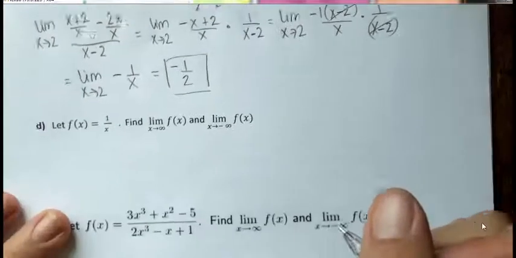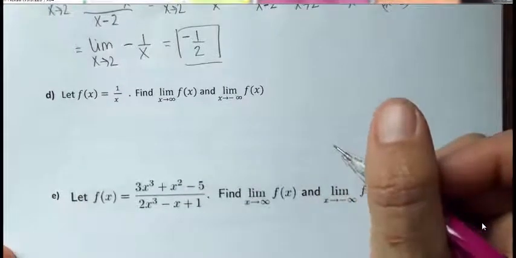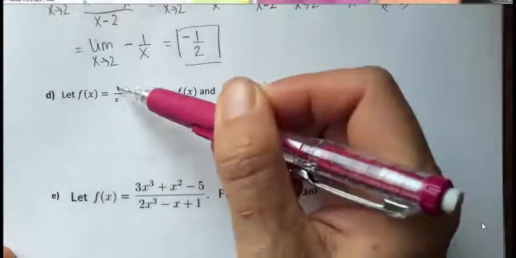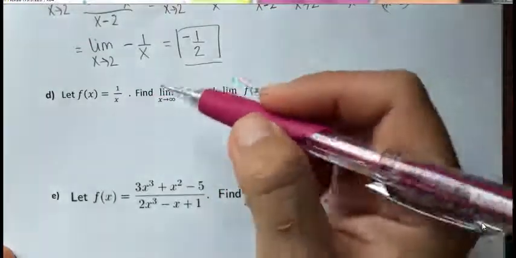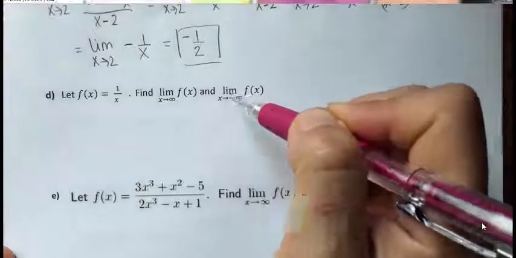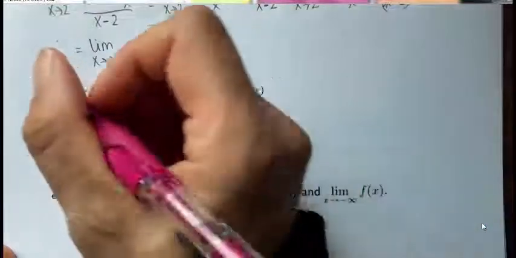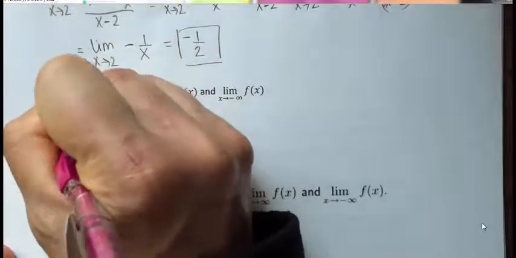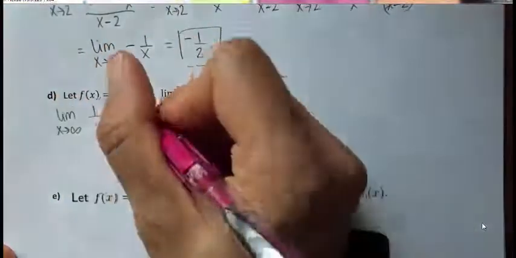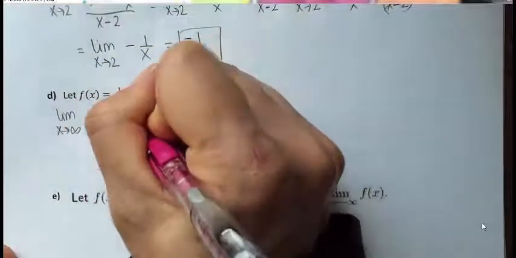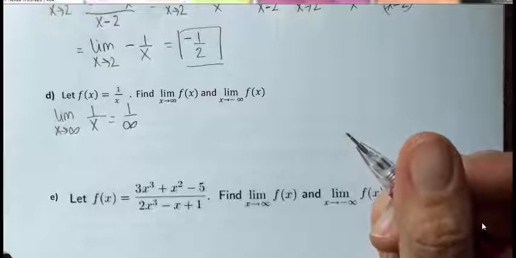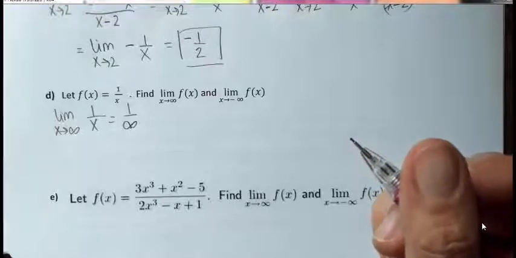All right, now I've got one that you're really going to have to think back about. We're going to let f of x equal 1 over x. And we want to find the limit as x approaches infinity and the limit as x approaches negative infinity. Well, let's think about this. The limit as x approaches infinity of 1 over x will really equal 1 over infinity, right? Infinity is not a number, so this doesn't really make any sense.